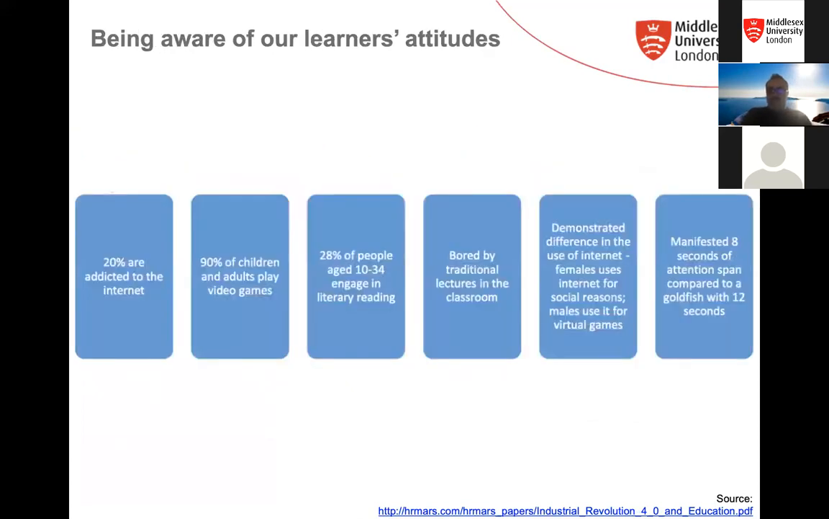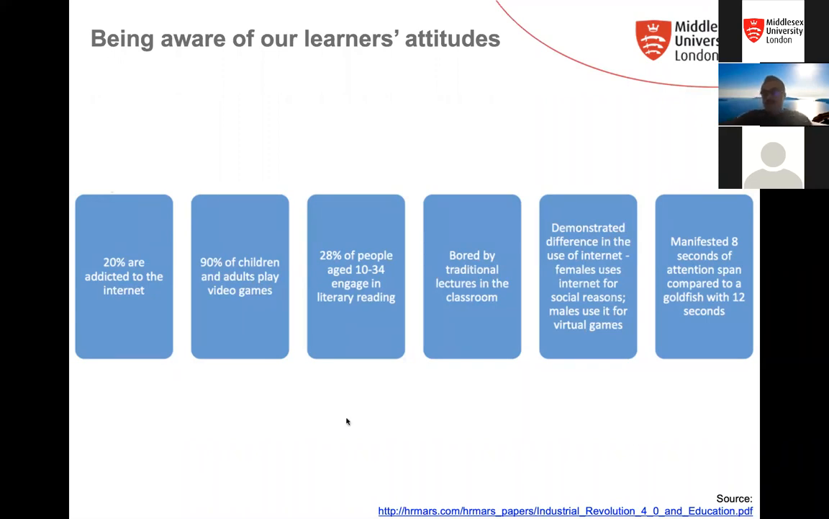Let me show you this slide. 20% of people are addicted to the internet at the moment, which is really scary, and I think we're probably heading toward higher percentages. 90% of children and adults play video games, so everybody associates technology with games. Only 28% of people aged 10 to 34 engage in literary reading. We were hoping for higher percentages than that. And of course, people are very bored with traditional lectures like what I do right now. So this is boring, and I know it's boring.